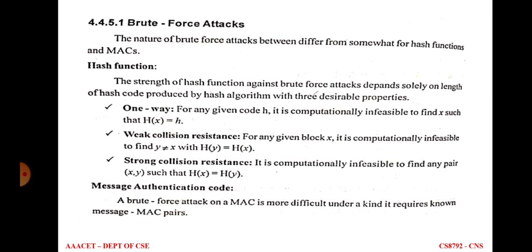So for the brute force attack, they consider the hash function. The strength of a hash function is the one-way property, weak collision resistance and strong collision resistance, because it is very difficult to find the value where h of x is equal to h, and h of y is equal to h of x, and h of x is equal to h of y. So the strength of a hash function against brute force attack depends on three properties: one way, weak collision and strong collision.